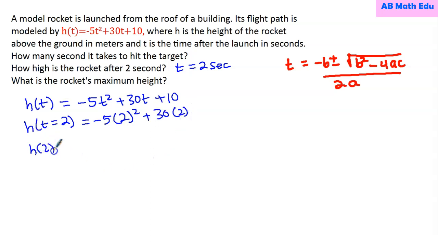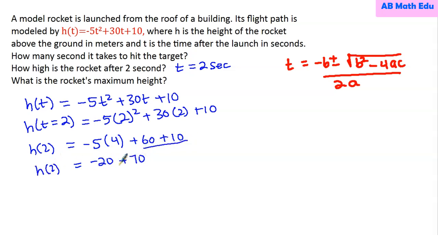So h of 2, 5 times 4, you get 20 here. And forget about this 10 here. So plus 30 times 2, which is 60, plus 10. Here we're going to get -20, plus this one is positive, we put it together. When it is negative and positive, the final answer has to be positive, and then it's meters. So here, after 2 seconds, the rocket will be at a height of 250 meters.